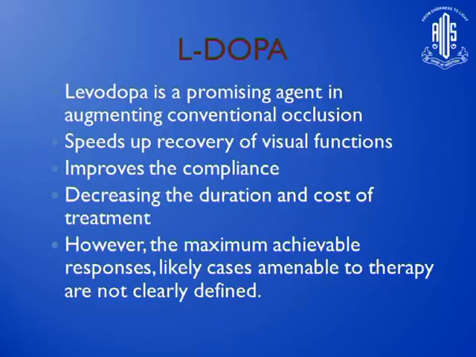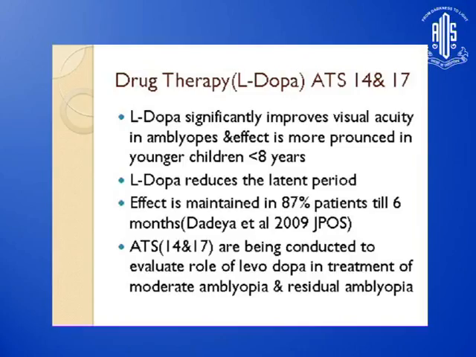Levodopa is a promising agent in augmenting conventional occlusion. It speeds up the recovery of visual functions, improves compliance, and decreases the duration and cost of treatment. However, the maximum achievable response and the likely cases amenable to therapy are not clearly defined. ATS-14 and 17 are being conducted.